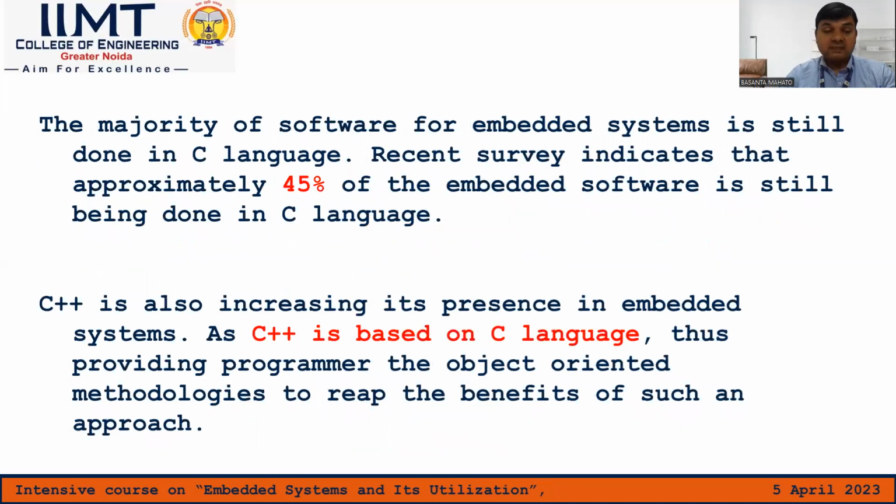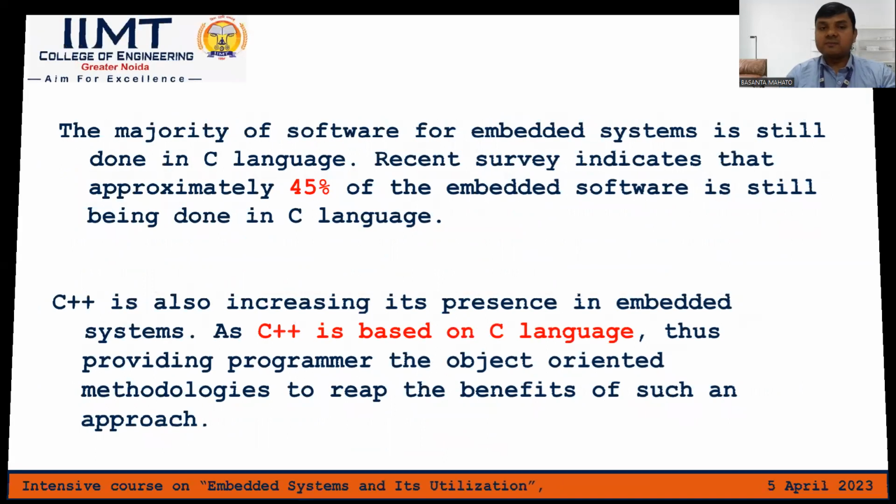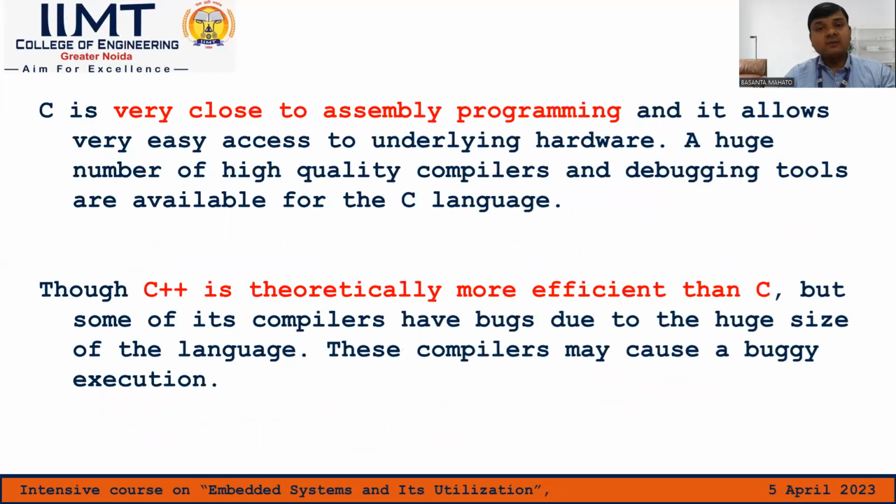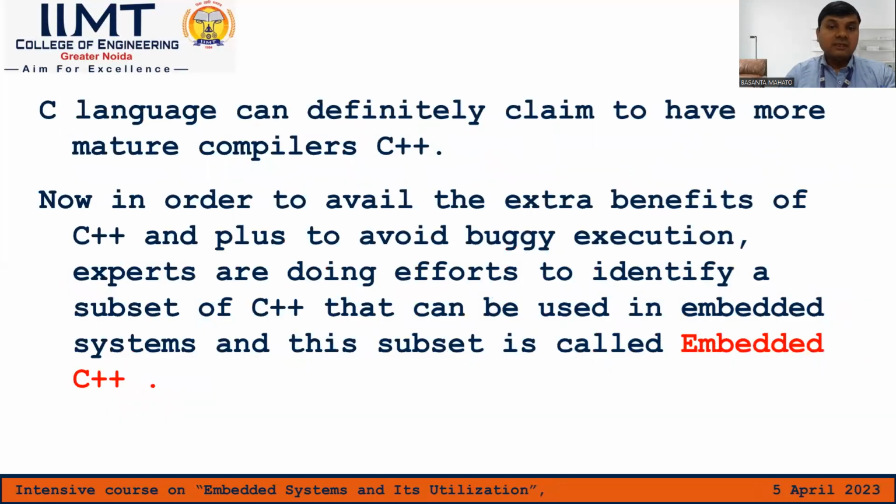Right now, most embedded systems run on the language called C, approximately 45%. The advancement of C is C++, with the benefits of object-oriented methodology. But C is very close to assembly programming, and it allows very easy access to the underlying hardware. A huge number of high-quality compilers and debugging tools are available for the C language. So C can definitely claim a more mature compiler than C++. Another most popular one is embedded C and C++.